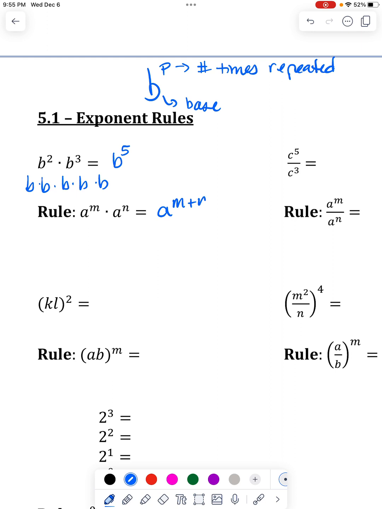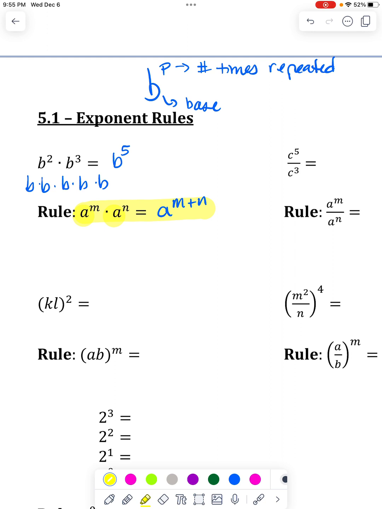So our rule is going to be that when you are doing the same base, like here, a and a, multiplying them together, but they're two powers, you actually add the powers because of that example above.